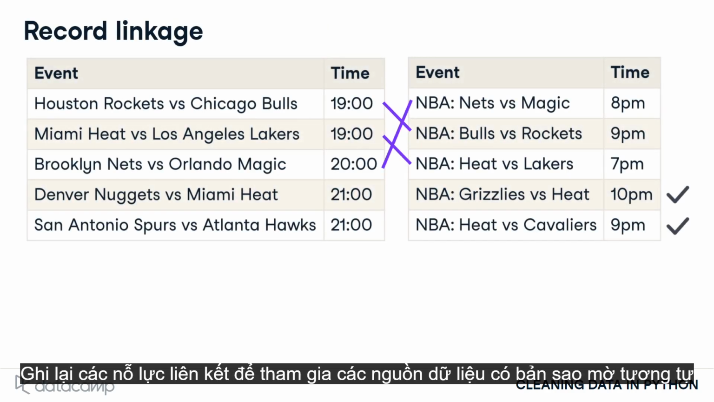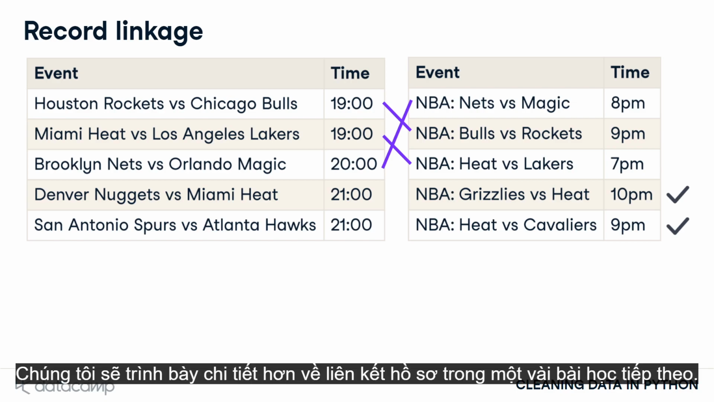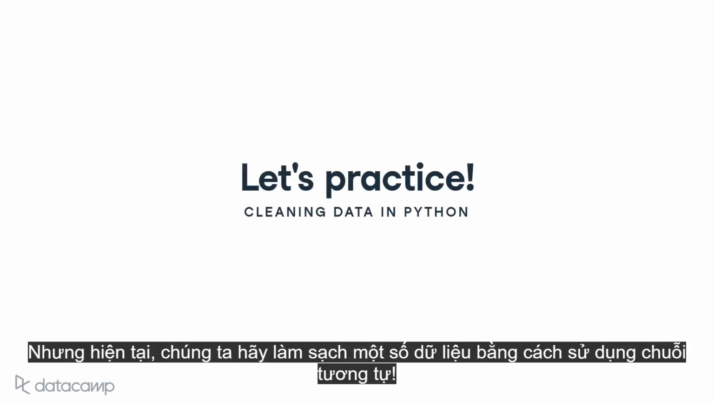Record linkage attempts to join data sources that have similarly fuzzy duplicate values, so that we end up with a final data frame with no duplicates by using string similarity. We'll cover record linkage in much more detail in the next couple of lessons, but for now, let's clean some data using string similarity.